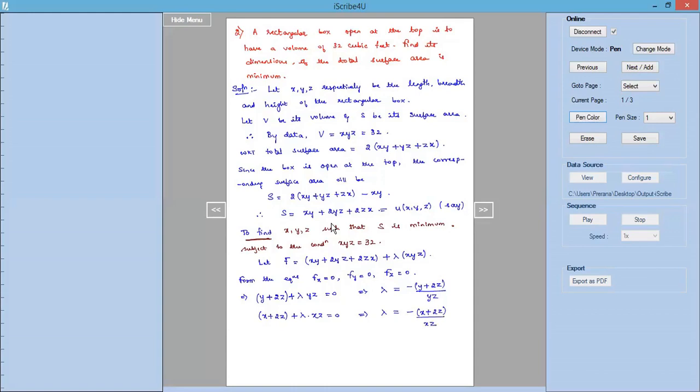And finally, partial differentiation with respect to z. With respect to z, x and y both are constants. Differentiation of xy goes to 0, plus differentiation of z will be 1 into 2y, so 2y plus 2x, plus lambda into, with respect to z, when we differentiate xyz, x into y are constants and z differentiation becomes 1. So this gives us lambda equal to minus of (2x plus 2y) the whole divided by x into y.